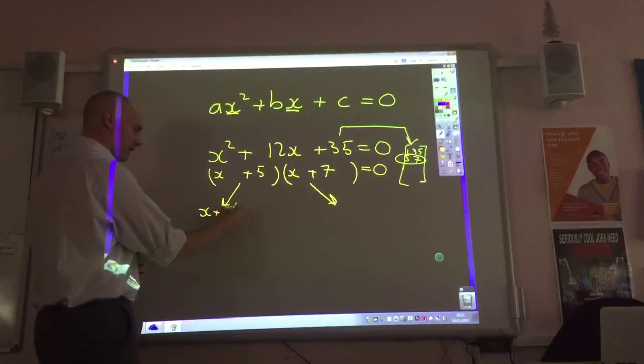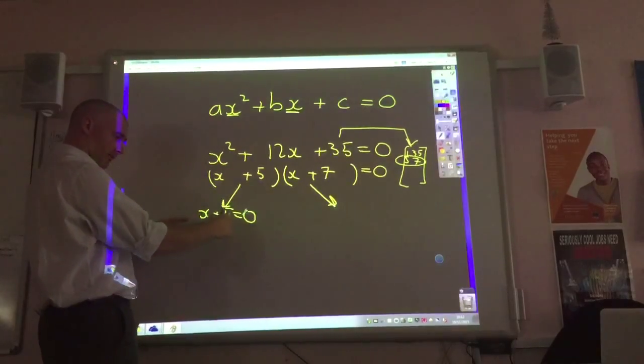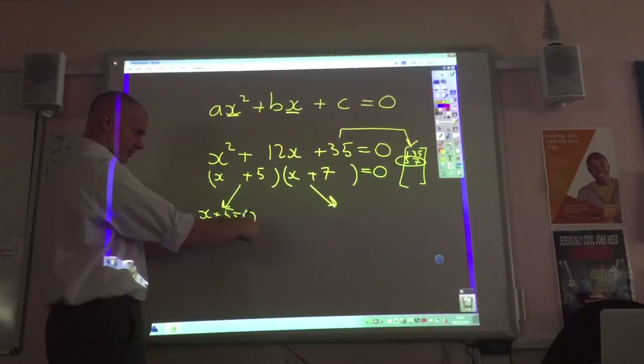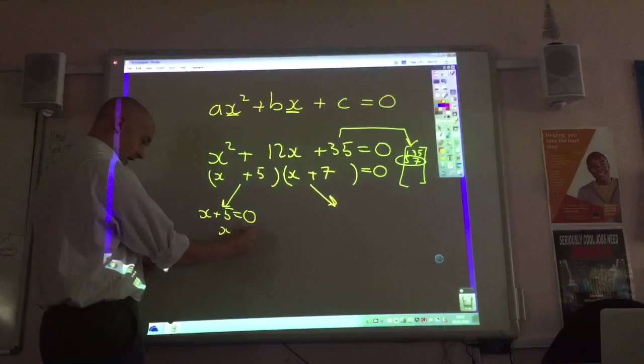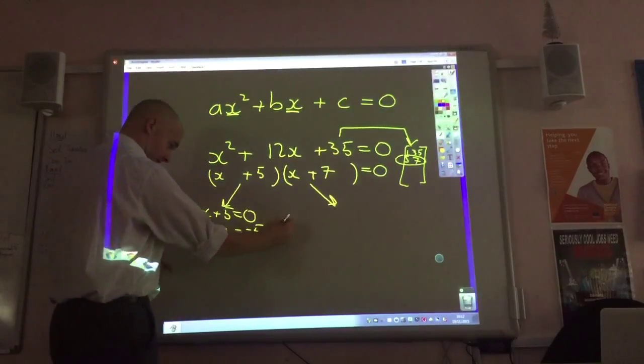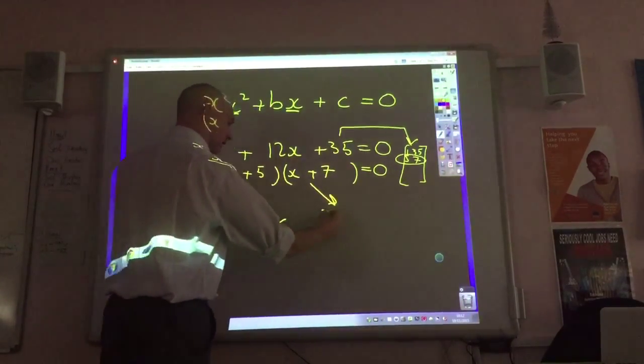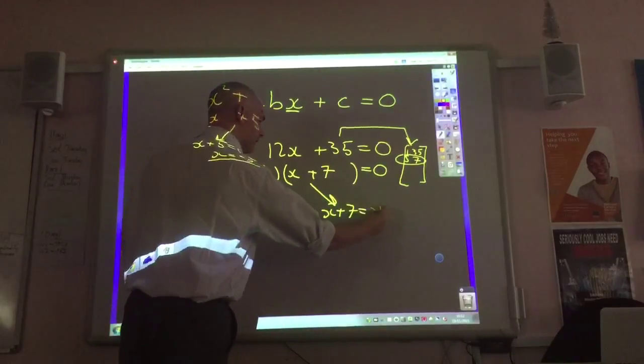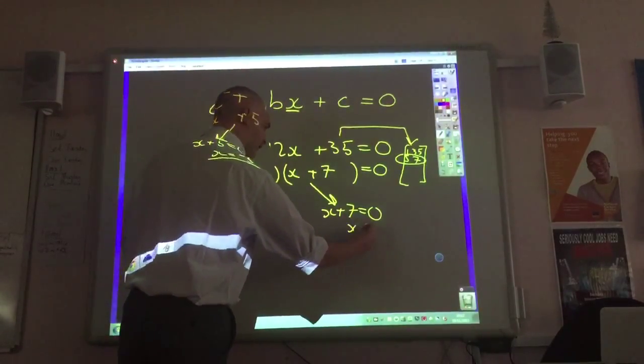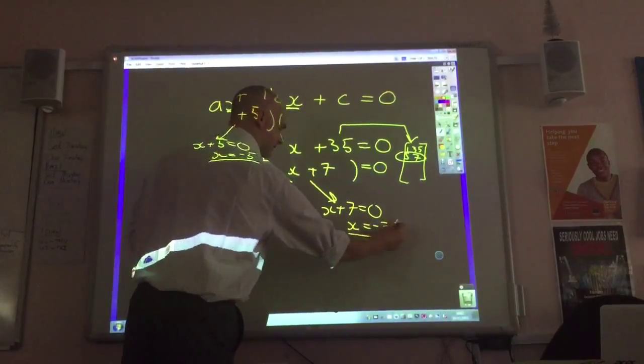So what you do is you say, well, if I make each of these brackets 0, so I make x plus 5 equal 0, solving that separately by moving the plus 5 across to make minus 5, x equals minus 5 is an answer. And over here, you write x plus 7 equals 0, so you move the plus 7 across, so you get x equals minus 7 is an answer.